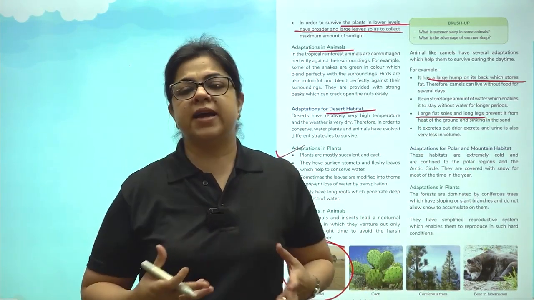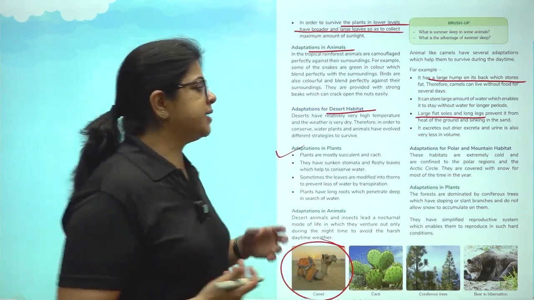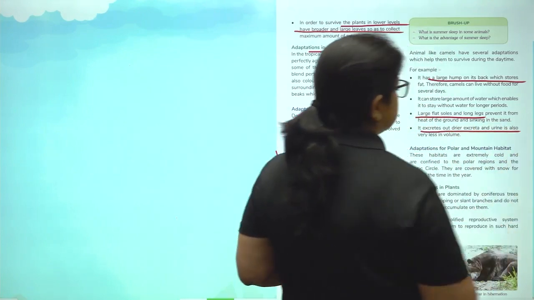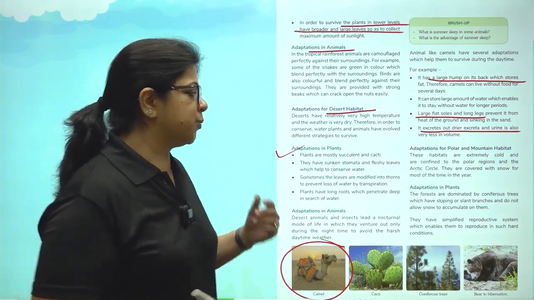It has got very thick eyelashes which prevent the dust from going inside its eyes, and it excretes drier excreta, and urine is also less in volume.